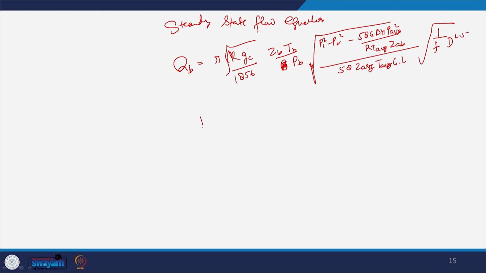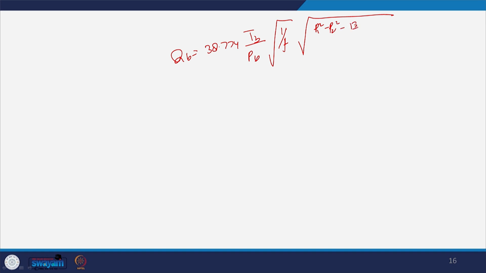Now assume potential energy term, that is E is equal to 0.0375 G delta H average P upon T average Z average. Then upon simplifying we get Qb is equal to 38.774 Tb upon Pb, 1 upon F, P1 square minus P2 square minus E upon Z average T average G L, d to the power 2.5. Now this is the most common and widely used flow equation, and that is suitable for design of large diameter high pressure gas transmission line.